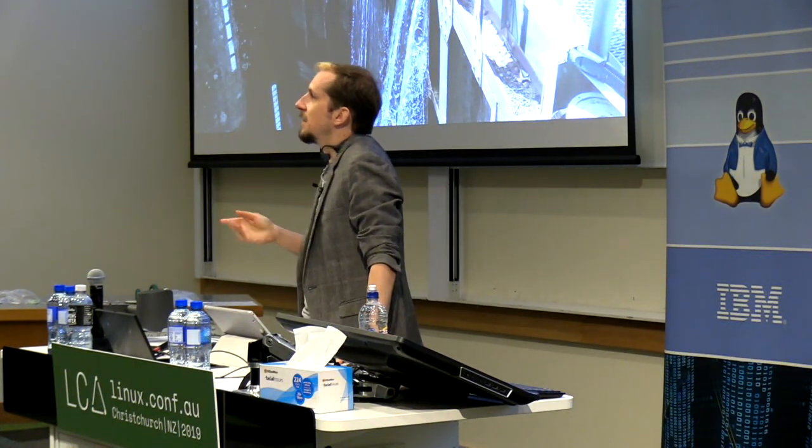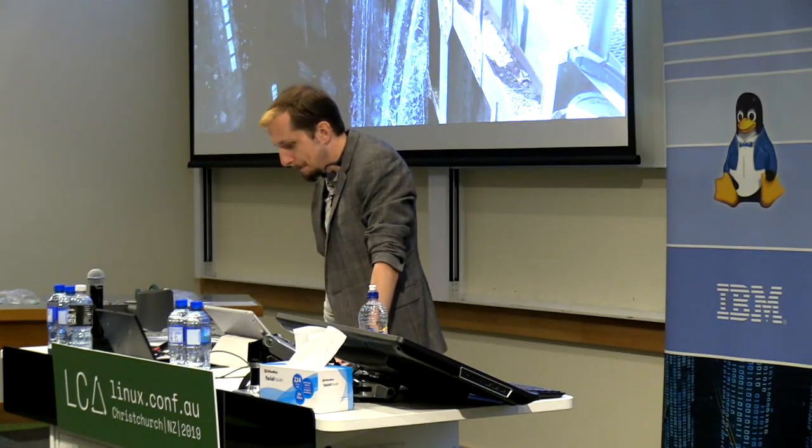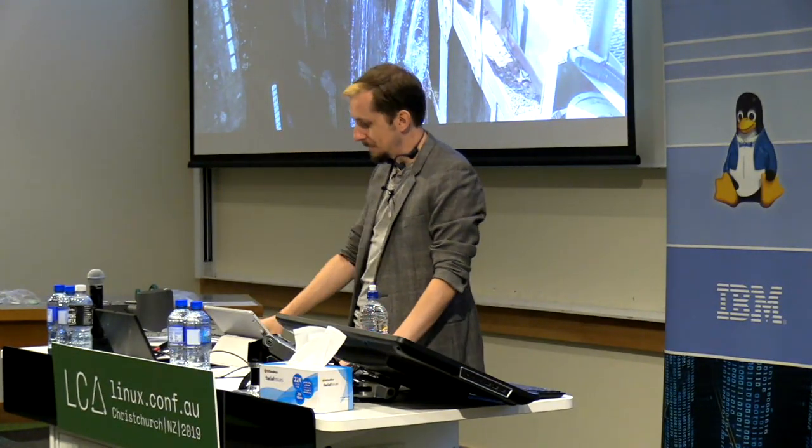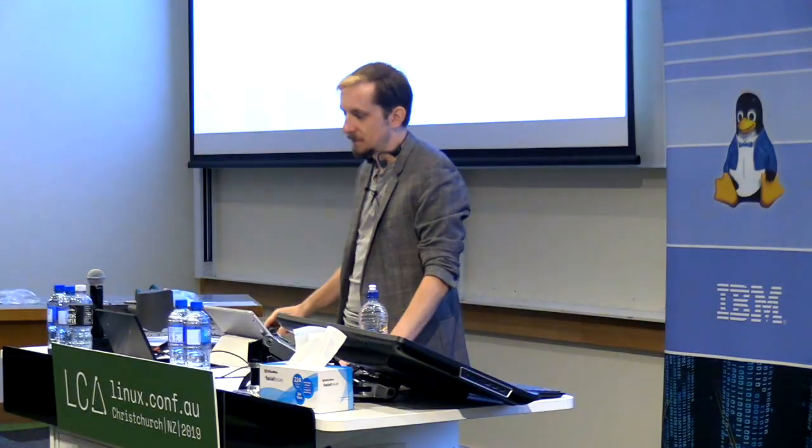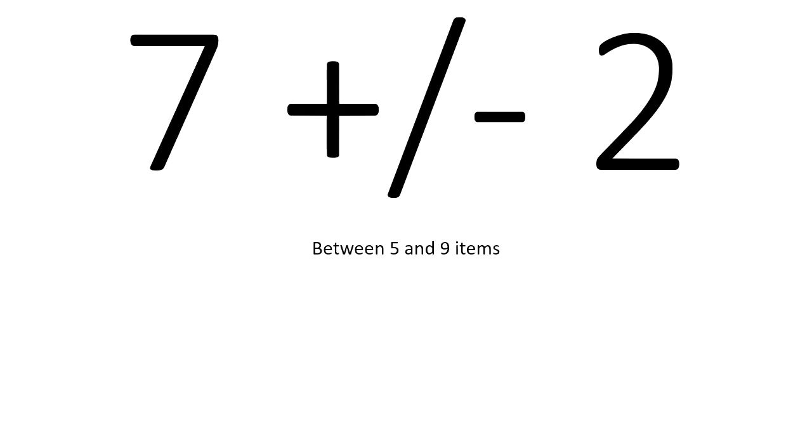What is cognitive bandwidth? Am I just waffling about it? Am I just going to tell you in vague terms? No! I will give you a number. That number is 7 plus or minus 2. So anywhere between 5 and 9 items on a page, on a diagram, is what you can have.